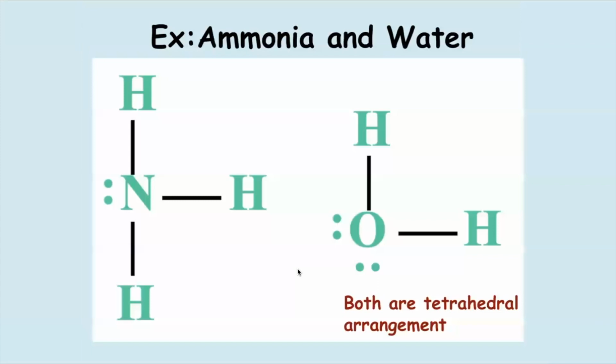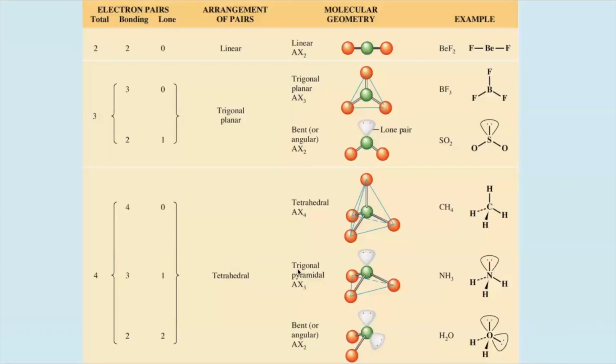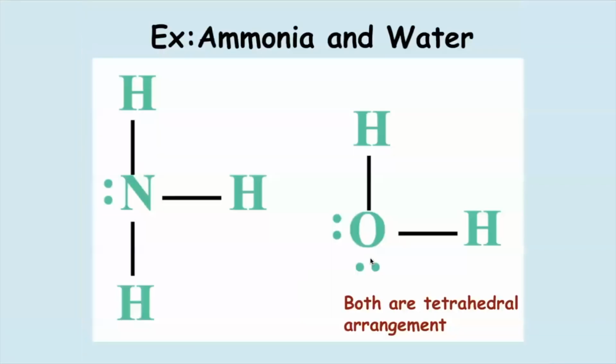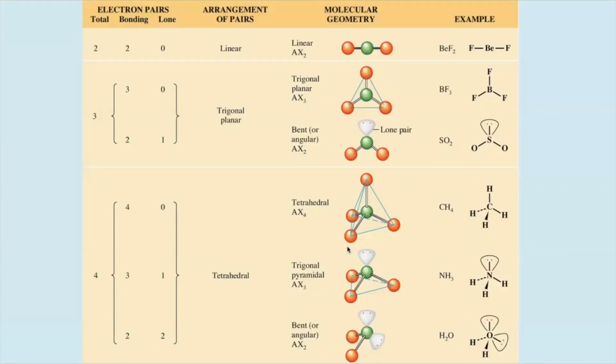Ammonia, as we can see, has one lone pair. So it will be a trigonal pyramidal molecular geometry because of its lone pair. However, water has 2 lone pairs. So it will be bent, as presented in the example, because of the 2 lone pairs. So it changes in molecular geometry, but the arrangement is still the same.